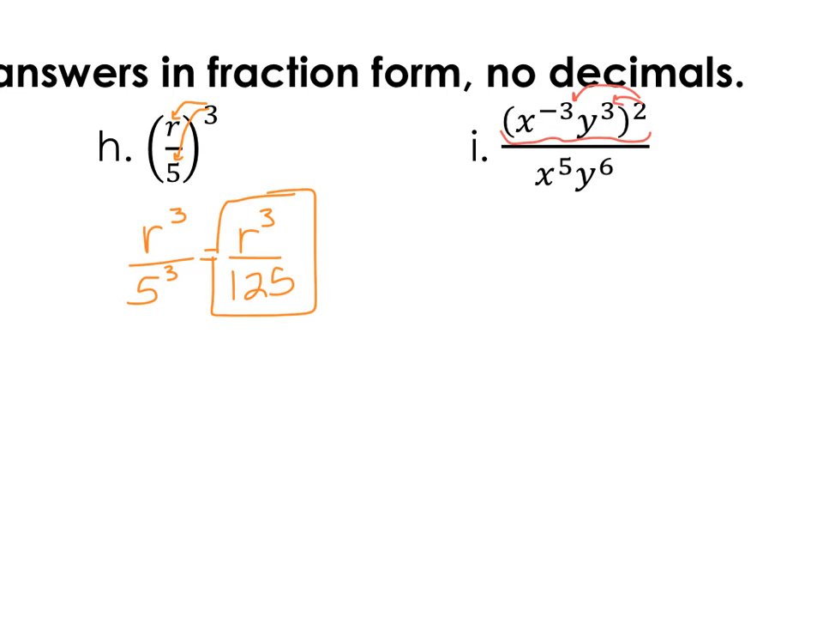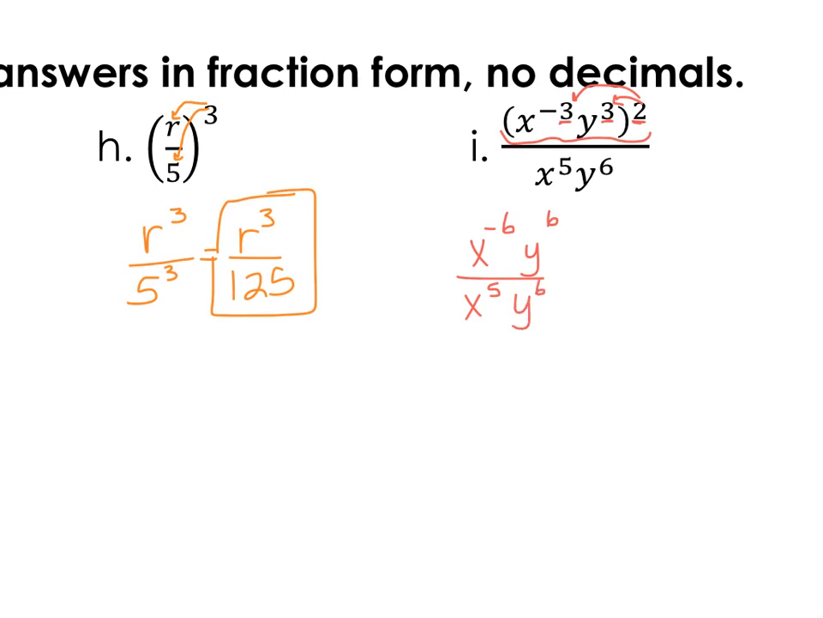Now, if we take x to the negative 3 and we square that, negative 3 times 2 would be x to the negative 6th power. Y to the 3rd raised to the 2nd power, 3 times 2 is positive 6. And that eliminates the parenthesis if we distribute that exponent in. Now, in the denominator, we've got x to the 5th and y to the 6th.